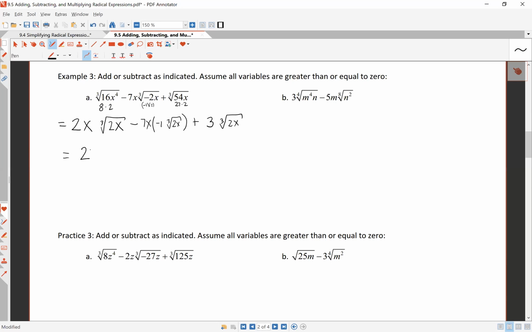So we have 2x cube root of 2x. And that negative that came out is going to leave us with a 7x cube root of 2x. And then this gives us 3 cube root of 2x.